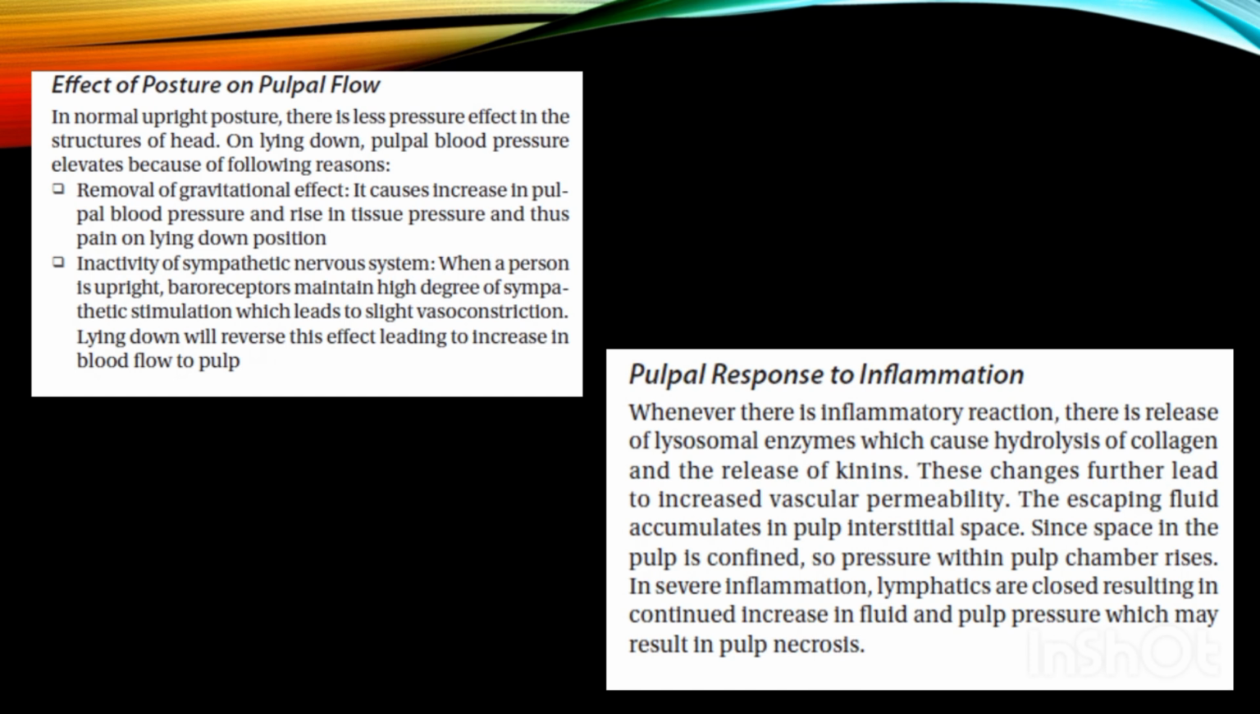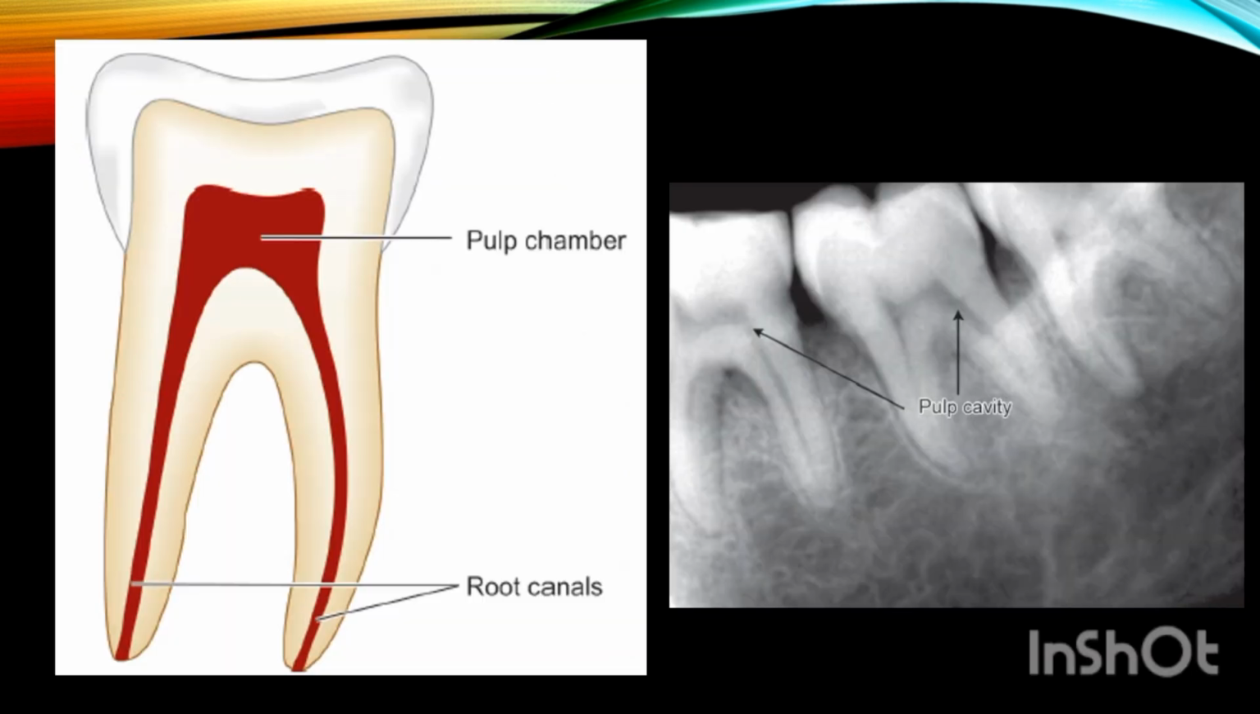And remember, in the previous slide I had mentioned how there is a rigid wall, and because of this the pulp is not able to expand. So this will ultimately result in increased pressure within the pulp chamber, and that is why the patient experiences severe pain during a higher state of inflammation.